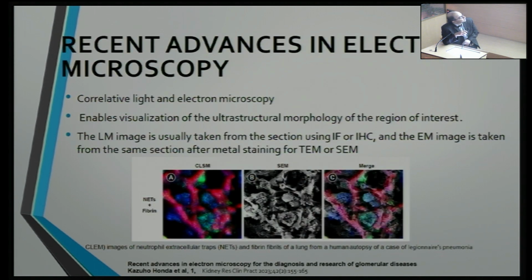And finally, this is the correlative light and electron microscopy, which enables the visualization of the ultrastructural changes specifically in the area of interest, where the light microscopy image will usually be taken from either IHC or immunofluorescence image. Then the same section is stained with heavy metal staining and observed for TEM or SEM, and then both these images are correlated by the software to see what the ultrastructural changes are in the area of the image.